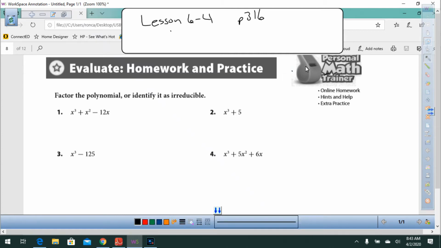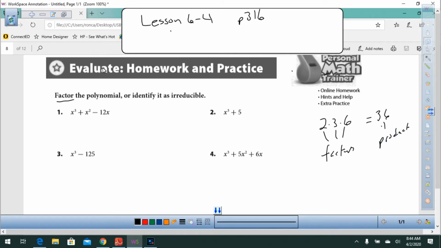Lesson 6-4, page 316. It says factor the polynomial. Well, what are factors? Say you have this number 18. What numbers make up 18? You've got 2 times 3 times 6. These are called the factors. And this is called the product.